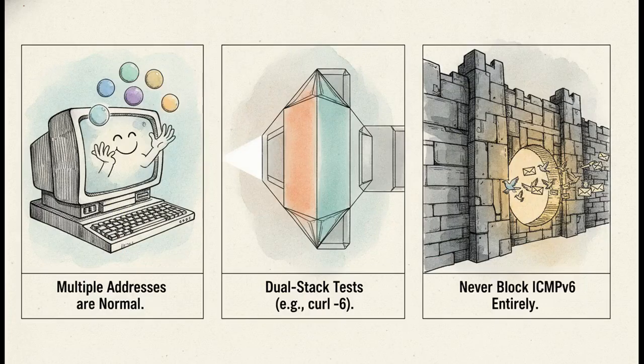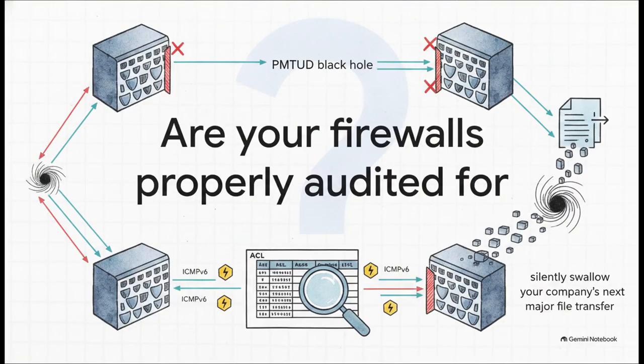Okay, let's recap our unyielding golden rules for this new networking era. Rule number 1, expect multiple IPv6 addresses per interface. It's totally fine. It means the system is doing exactly what it should. Rule number 2, when things break, use explicit dual-stack tools like curl -6 to isolate your IPv6 traffic. Otherwise, IPv4 is just going to silently fail over and cover up your errors. And rule number 3, if you remember nothing else today, never, ever block ICMPv6 entirely. Just don't do it.